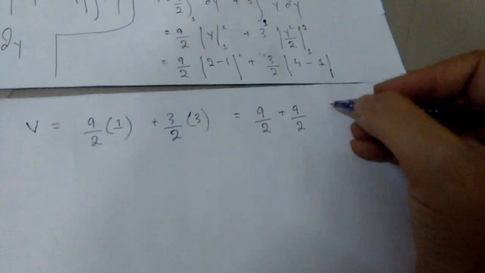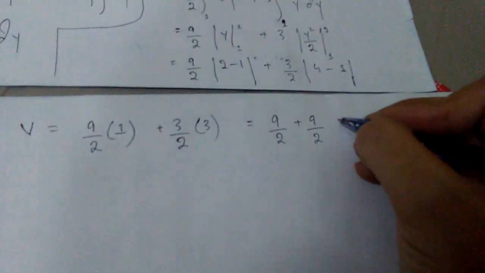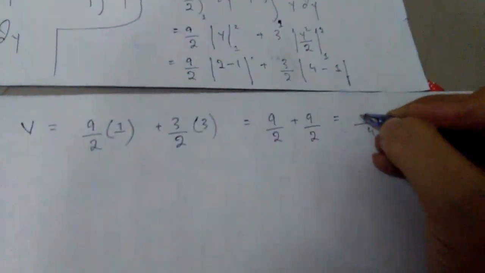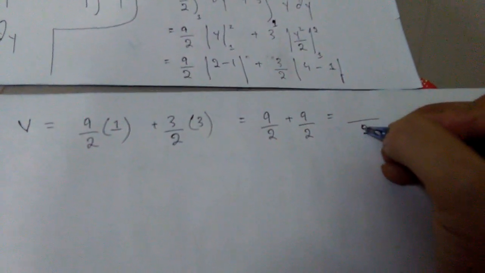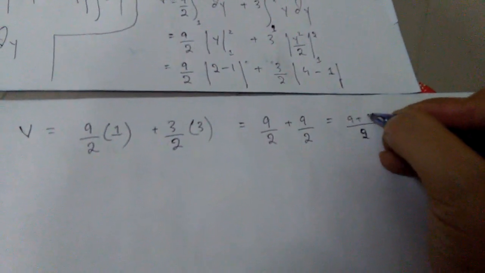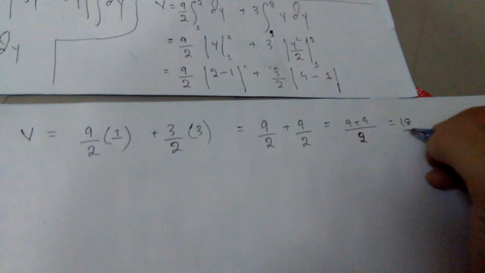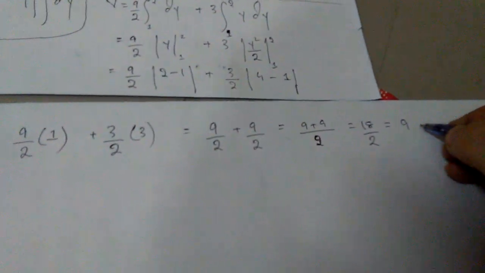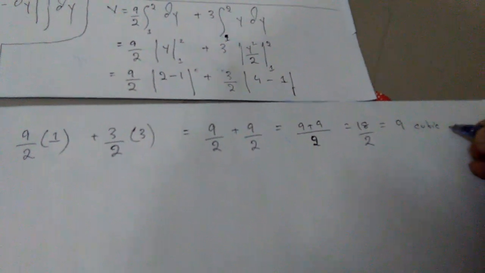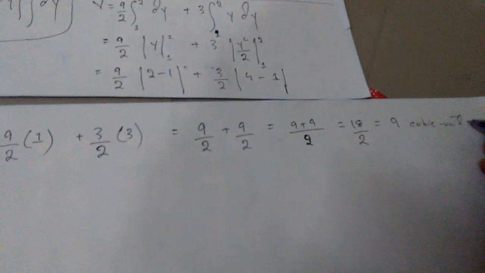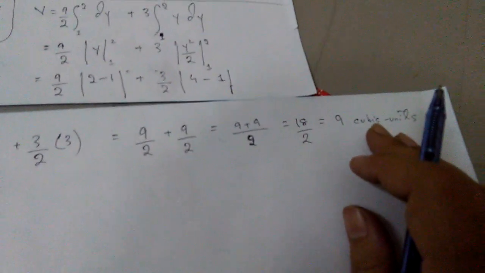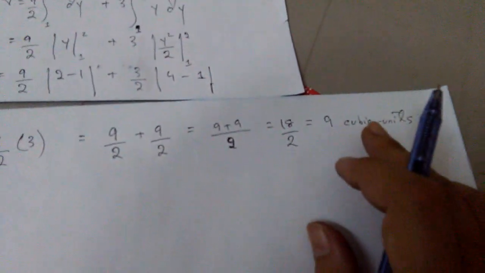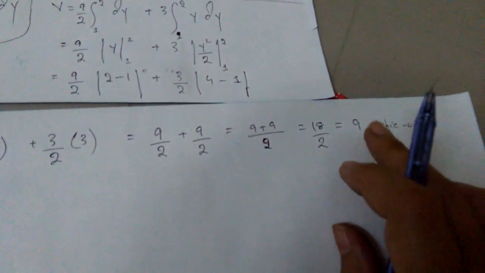You take out the LCM of this, and it becomes, sorry, it's 2. 9 plus 9 is 18 upon 2. It gives you 9 cubic units, because as it's a volume, that's why the unit is expressed in cubes. So the answer is 9.